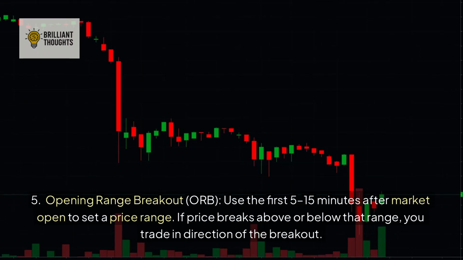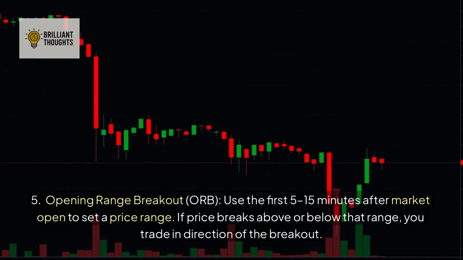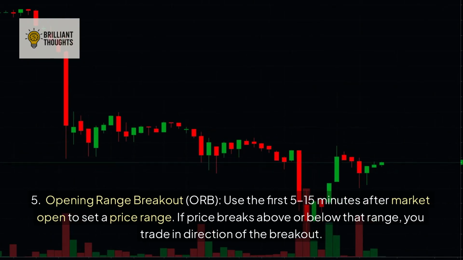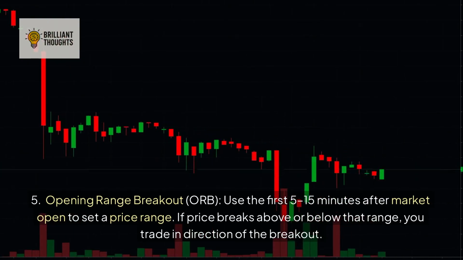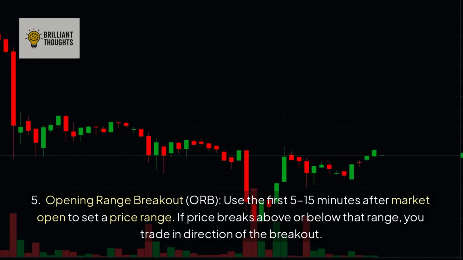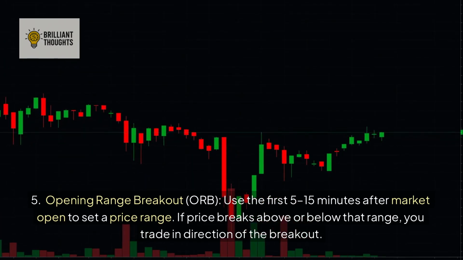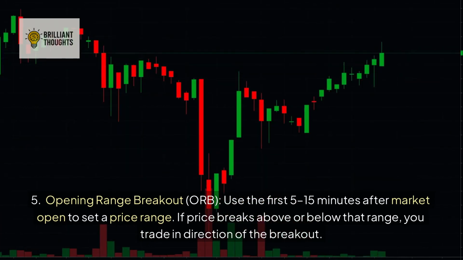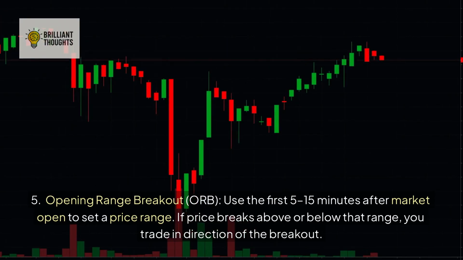5. Opening range breakout, ORB. Use the first 5 to 15 minutes after market open to set a price range. If price breaks above or below that range, you trade in the direction of the breakout.